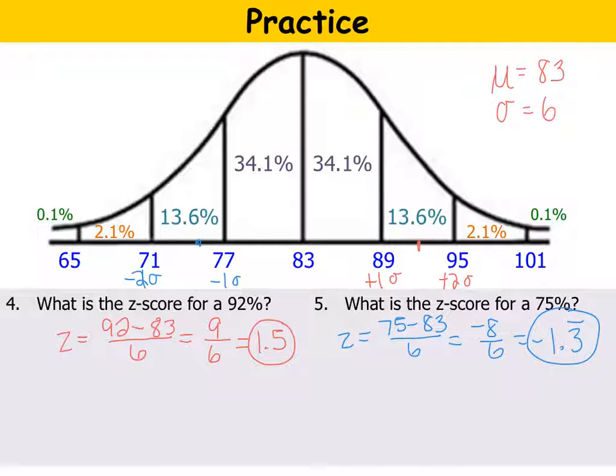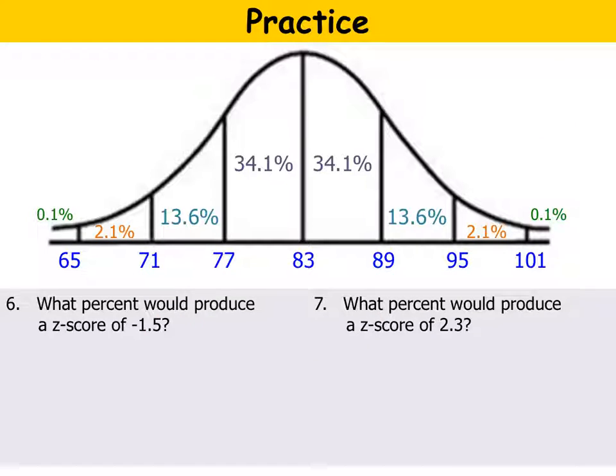So it's definitely good to see this bell curve and be able to visualize where that score is and then calculate the z-score to make sure it makes sense. And then with number 6 and 7, we're still going to work with z-score, but this time we're going to look at questions a little differently.